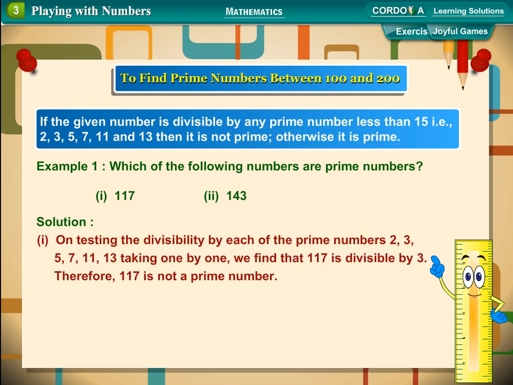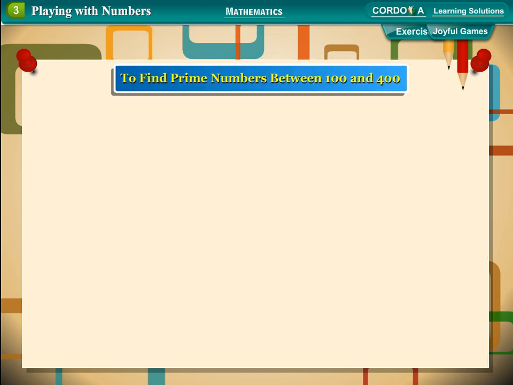143. Solution. On testing the divisibility by each of the prime numbers 2, 3, 5, 7, 11, 13, taking one by one, we find that 117 is divisible by 3. Therefore, 117 is not a prime number. 143 is divisible by 11, so it is not a prime number. To find prime numbers between 100 and 400.